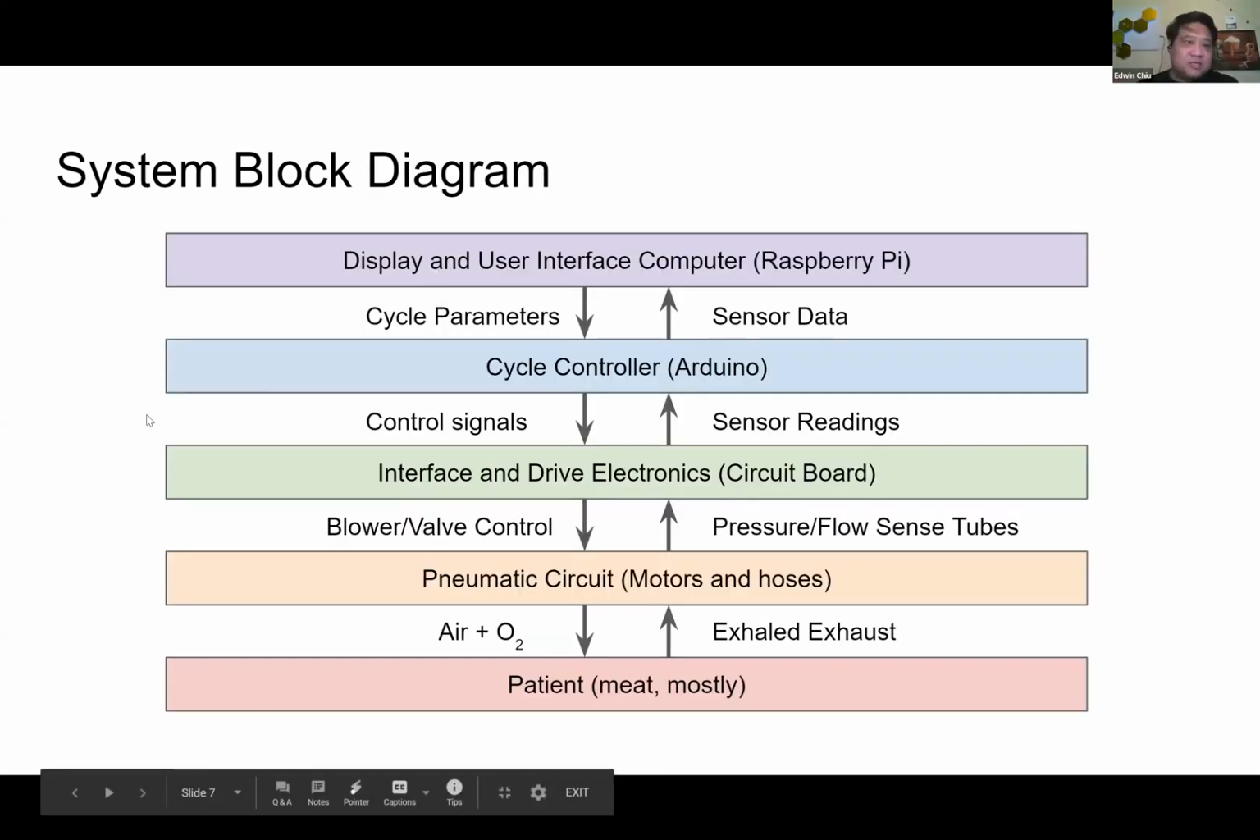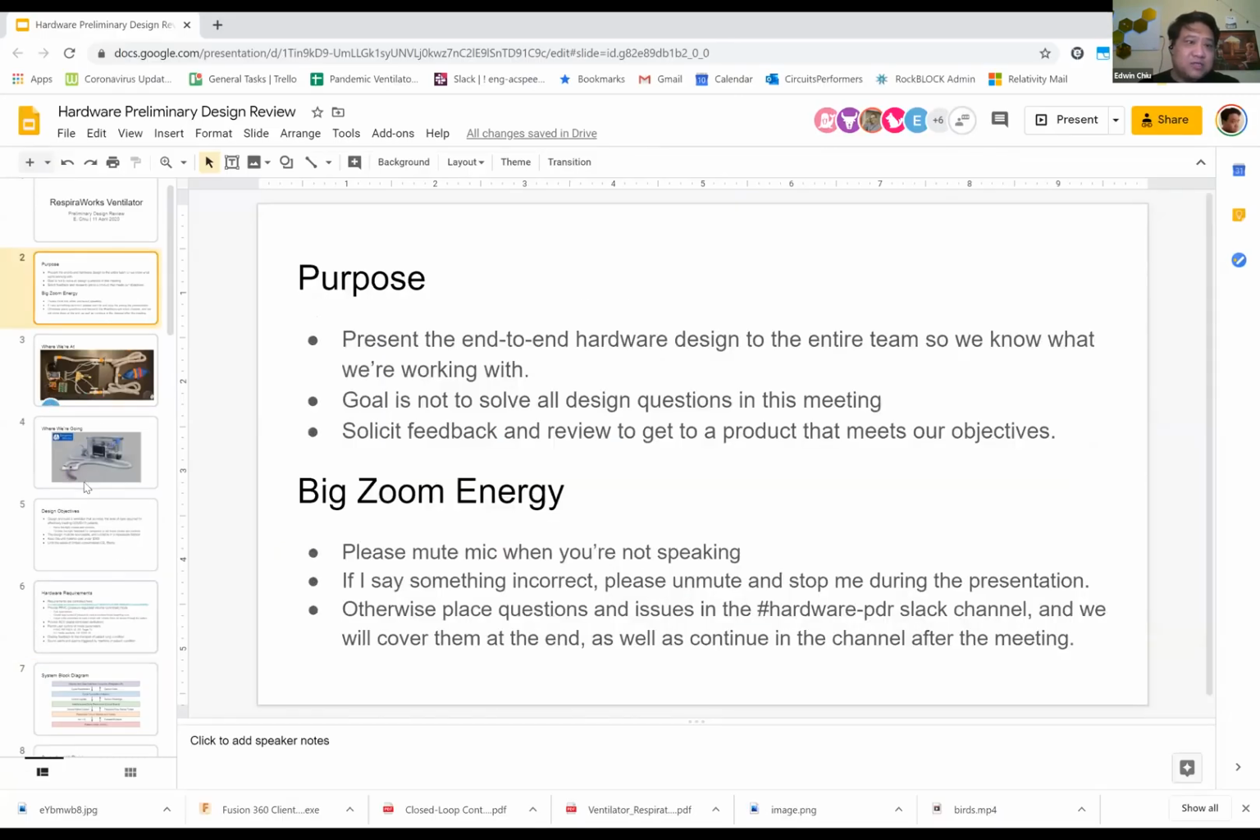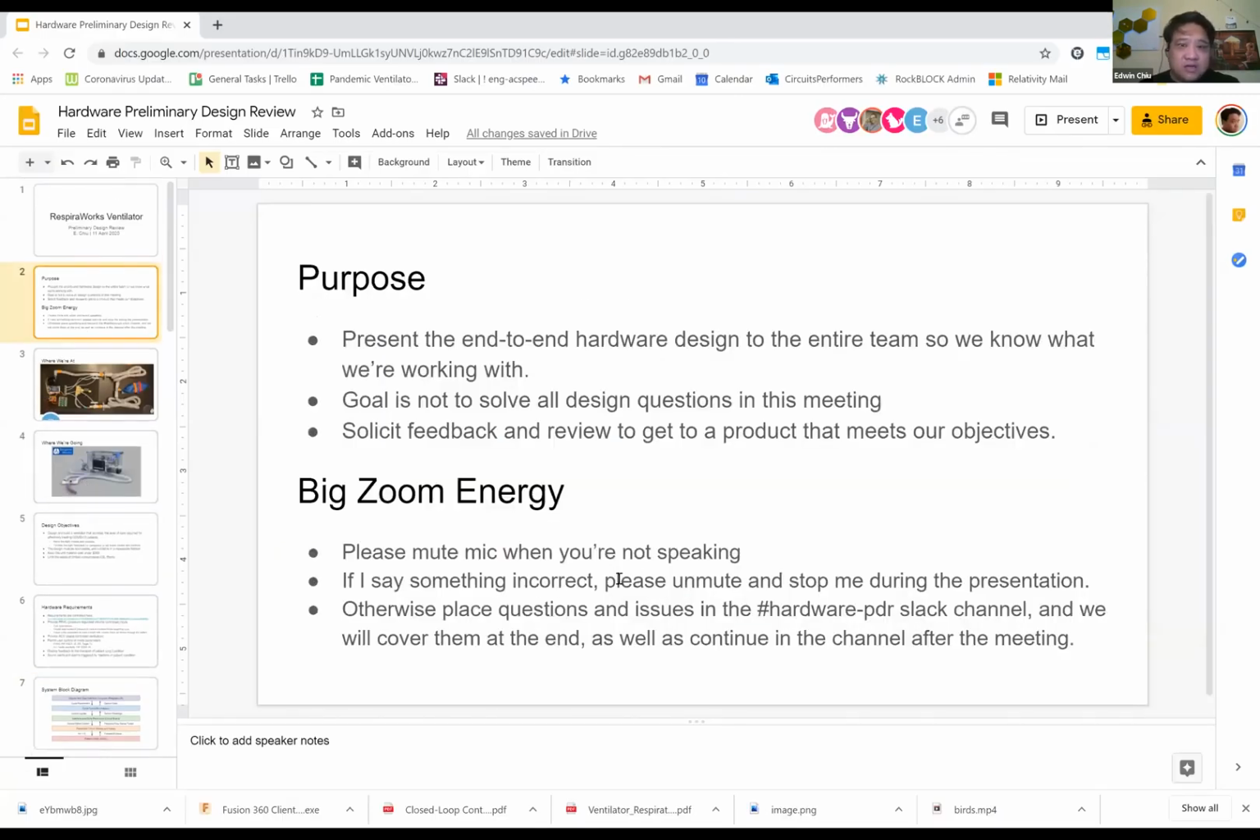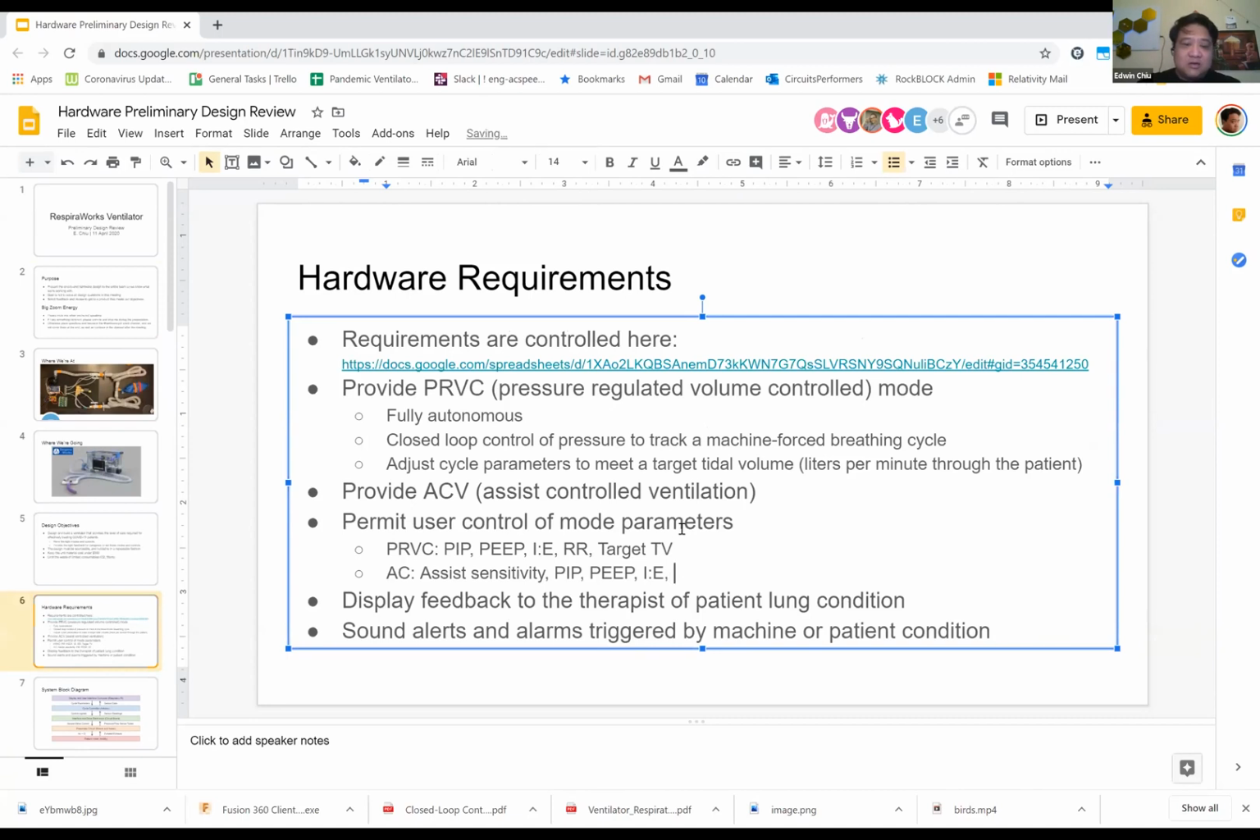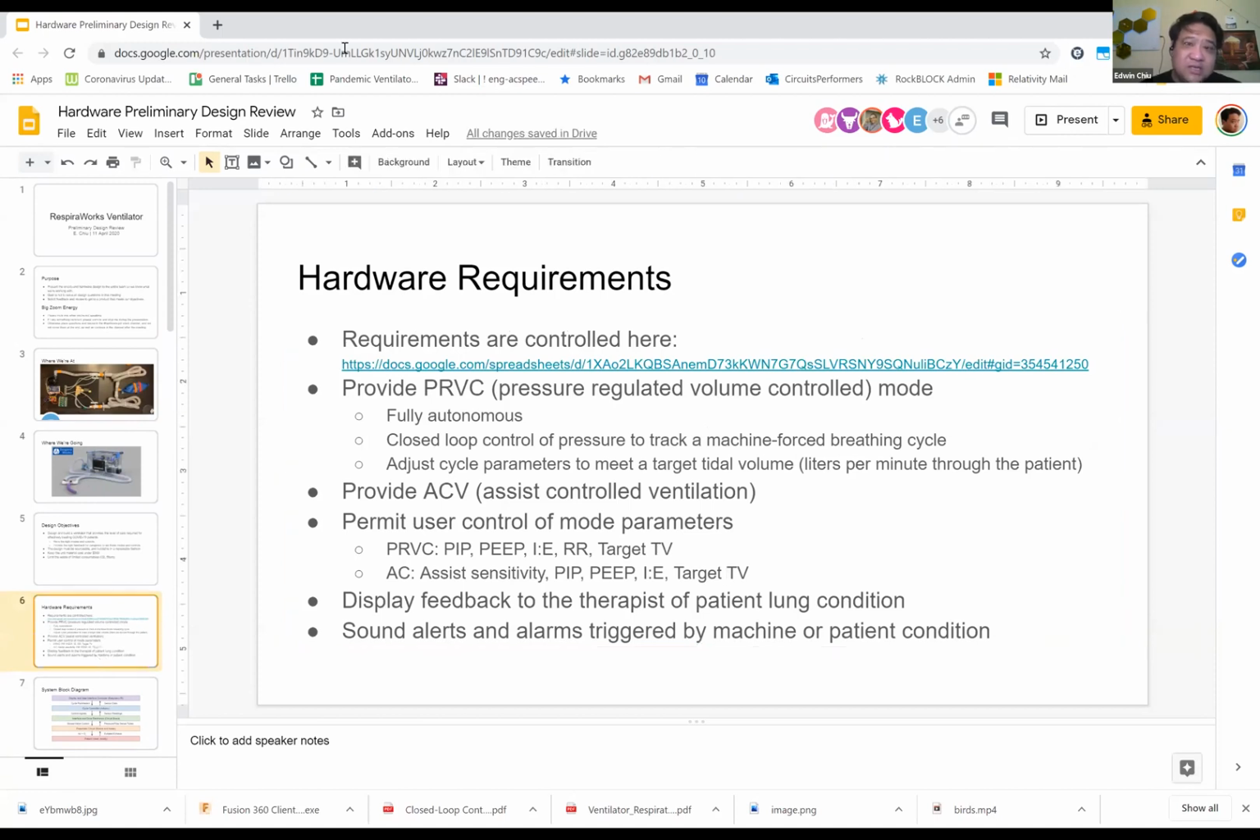I think it's just missing there, so I'll add it in. There's no reason not to provide tidal volume control in assist. It really should be all of the parameters of PRVC with the addition of an assist sensitivity.